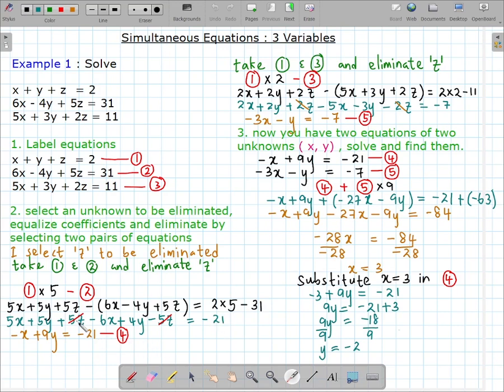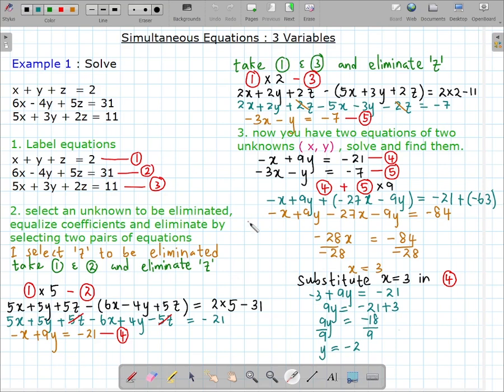Okay, plus 5z minus 5z get cancelled, then 5x minus 6x, that is minus x, plus 5y plus 4y, that is plus 9y, equals minus 21. That is equation number 4.